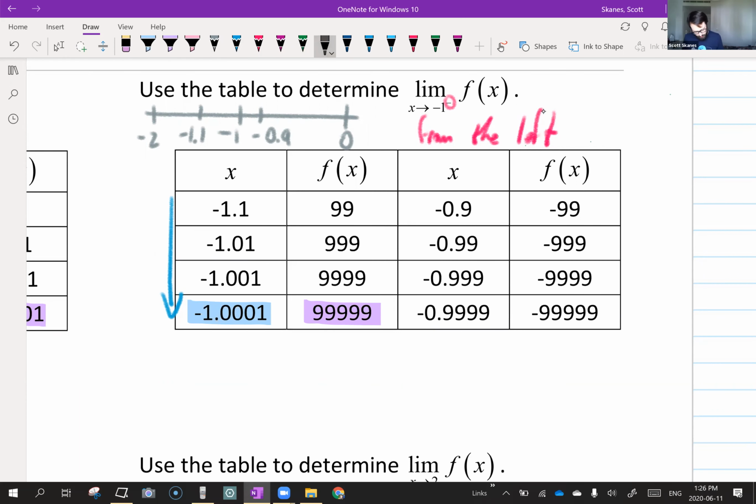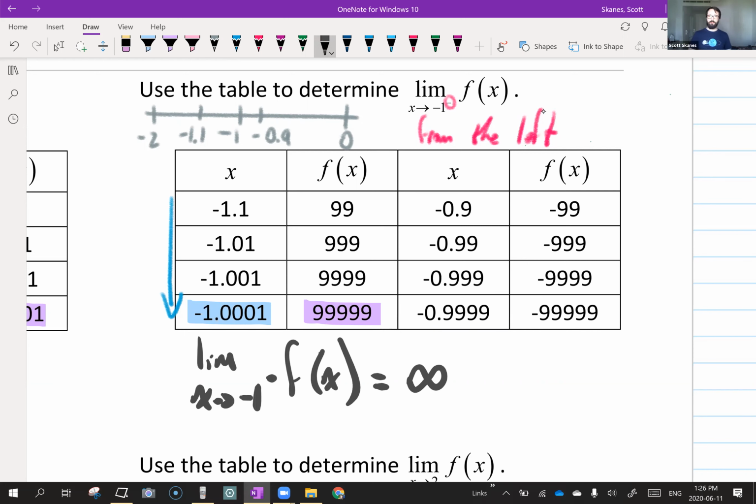The whole point is it's going to millions. It's going to be millions and millions. It gets bigger and bigger. So the limit as x approaches -1 from the left, our function value gets so big that it goes on forever, infinity.